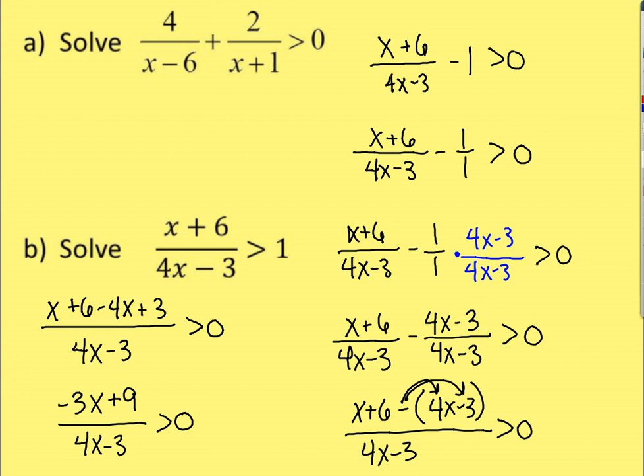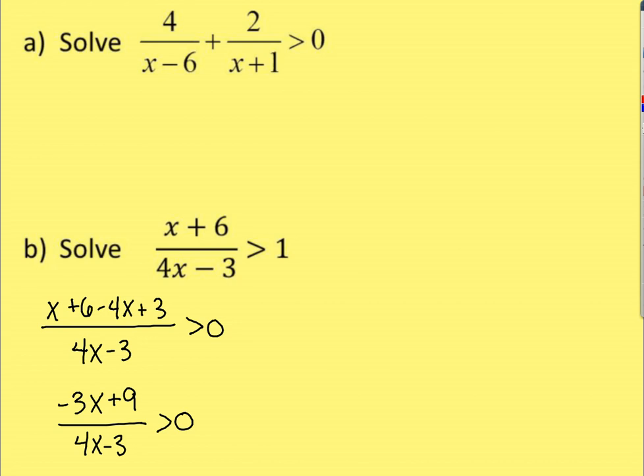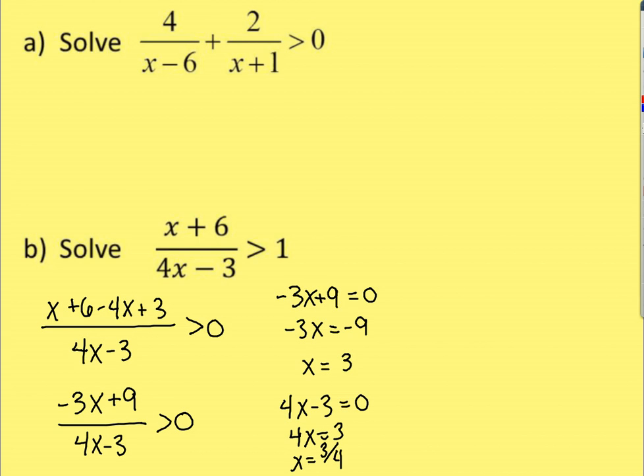Now we need to find the zeros of the numerator and the zeros of the denominator and put those on our sign chart. Remember, the zeros of the numerator are actually going to be the zeros of the function. The zeros of the denominator will show you where the asymptotes are located. So on the numerator, if we set negative 3x plus 9 equal to 0, we're going to solve for x by subtracting the 9, then dividing by the negative 3, and we will get an x value of 3. For the denominator, if we set 4x minus 3 equal to 0, we take the 3 to the side and then divide by 4, we will get a vertical asymptote at x is equal to 3/4.